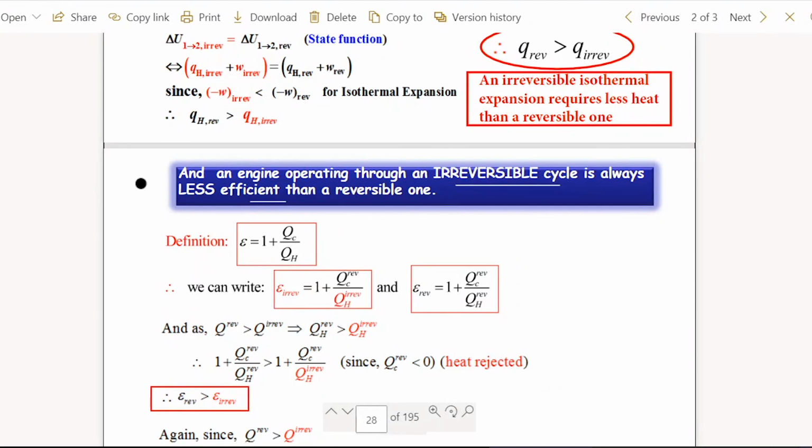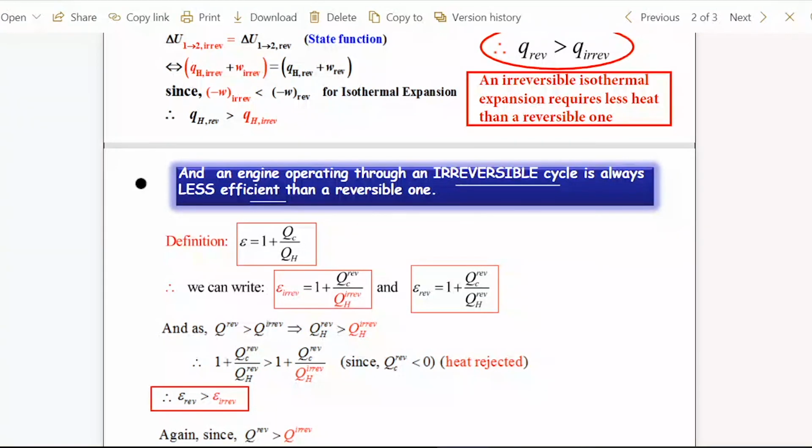Yes, ma'am. So the efficiency of any engine will become equivalent to the efficiency of a Carnot engine, provided all steps are reversible. If even one step becomes irreversible, then the entire cycle becomes irreversible, and the efficiency of that engine will be lower than that of the Carnot engine. Am I clear?